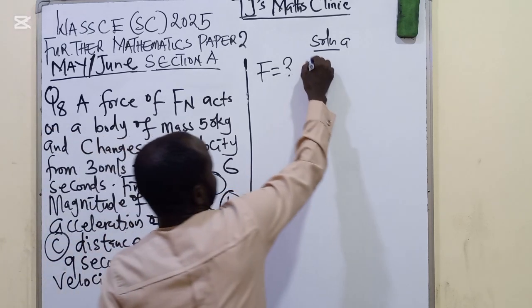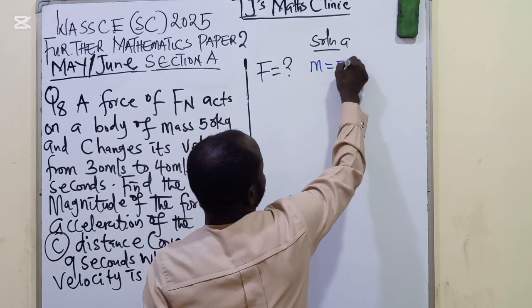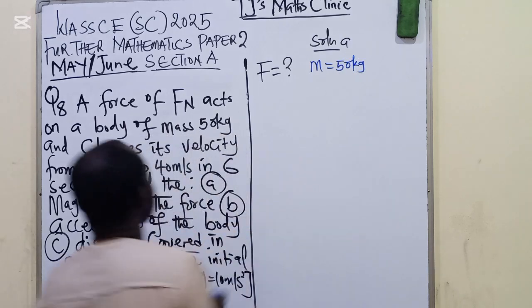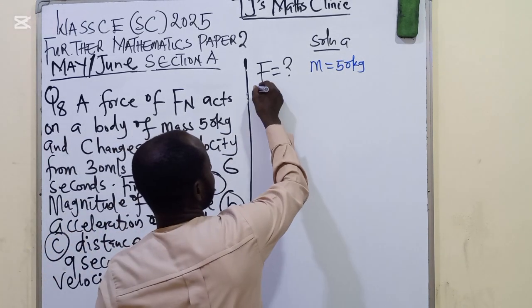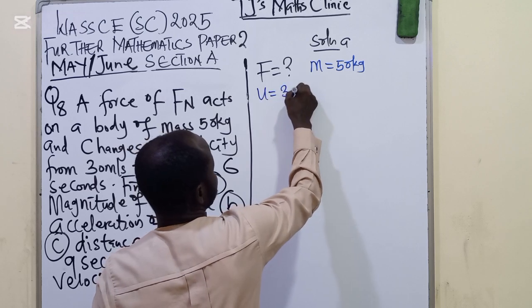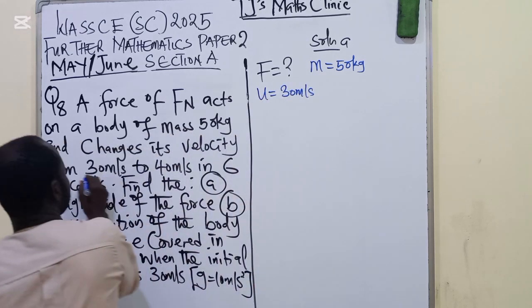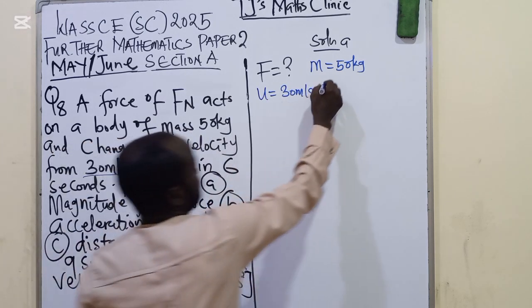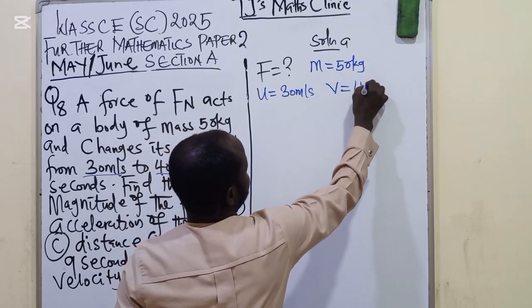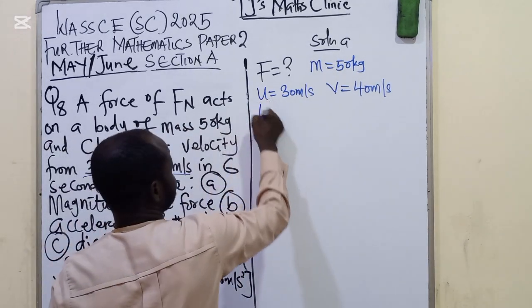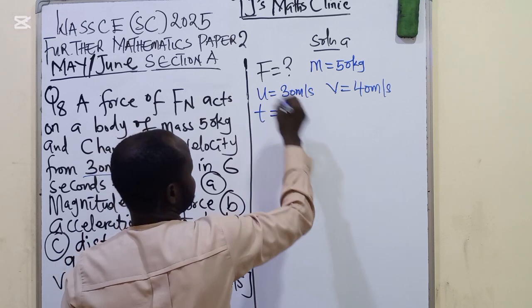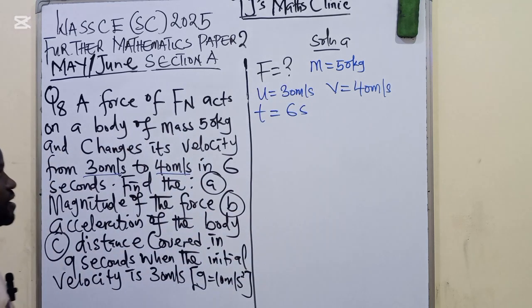Mass M is 50 kg. Very important. Then it changes its velocity from 30, as initial velocity is 30 meter per second from the question. Then final velocity, which is V, is 40 meter per second in 6 seconds. Time T is 6 seconds. We are asked to find the magnitude of the force.